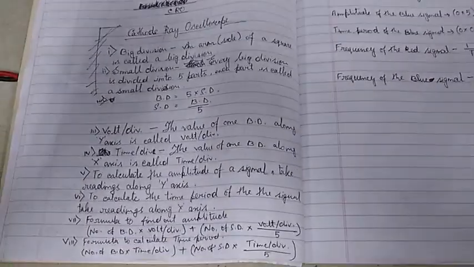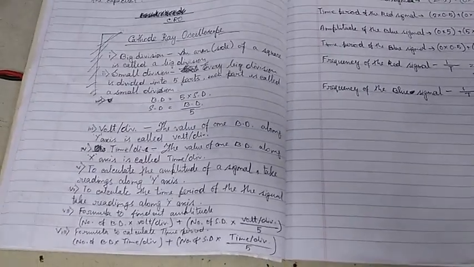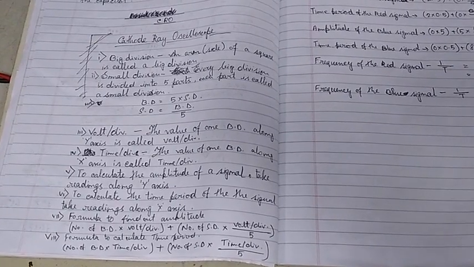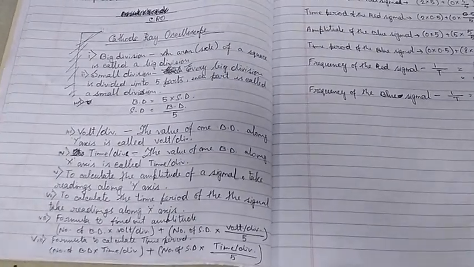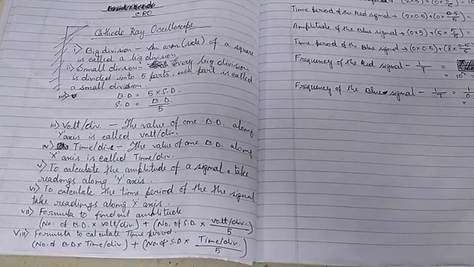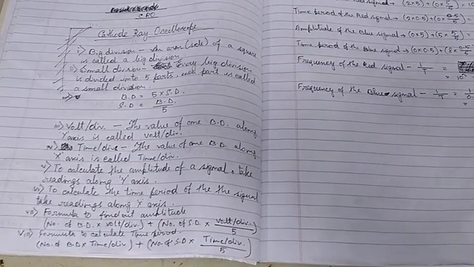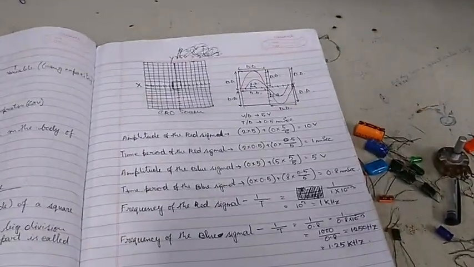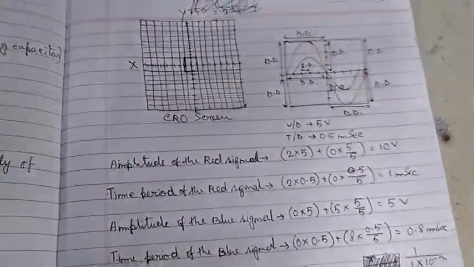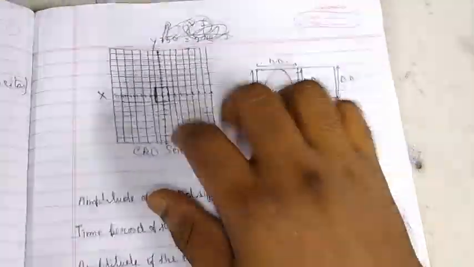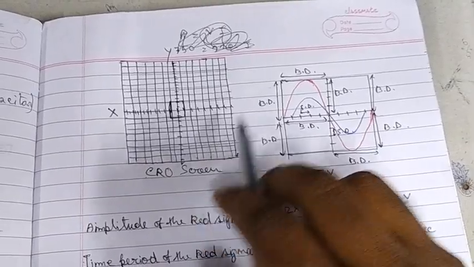So before we start calculating in CRO, we have to see some notes or some formulas of measurement in CRO. These are the formula. Now suppose, first I will provide the PDF file of this, and you read it first, then you can understand the technique. Suppose this is the CRO screen.